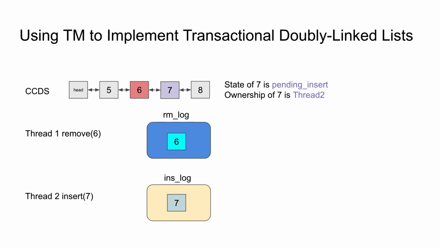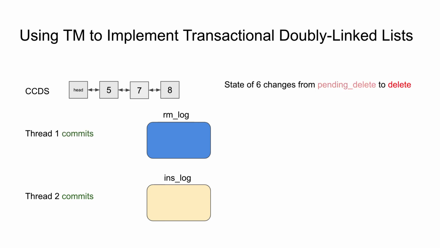Suppose again that thread 2 wants to insert 7. We can simply add it and then mark it as pending insert. As with pending deletion of node 6, threads can traverse through node 7, but they cannot use it without conflicting with thread 2. When thread 2 commits, it will change the state of 7 to present and give up its ownership of the node. Then, when thread 1 commits, it can locate the predecessor and successor of node 6 and use them to atomically unstage 6 from the list.